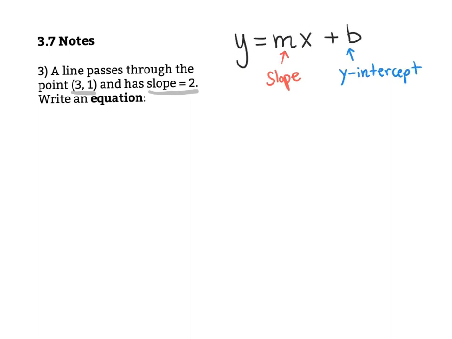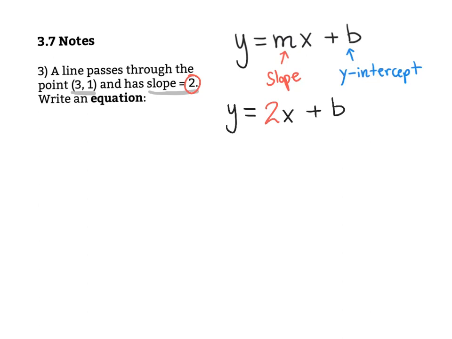So the first thing I'm going to do is rewrite this equation, but instead of writing an m for slope, I know what m is. It says that slope is 2. So I'm going to fill that into the equation. So y is equal to 2x plus b.